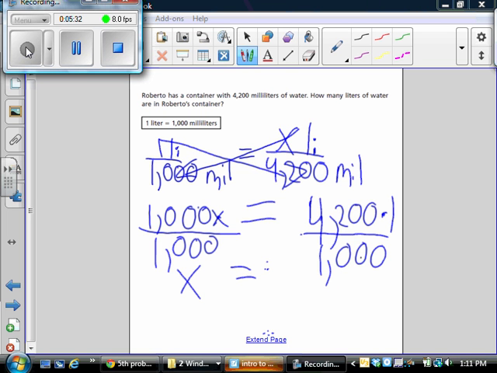Now to make this easier, 4,200 times 1 is 4,200. 4,200 divided by 1,000, if you substitute, this should be 1 and then this should be 42. So then 42 over 1 will equal 42. So then there will be 42 liters for 4,200.